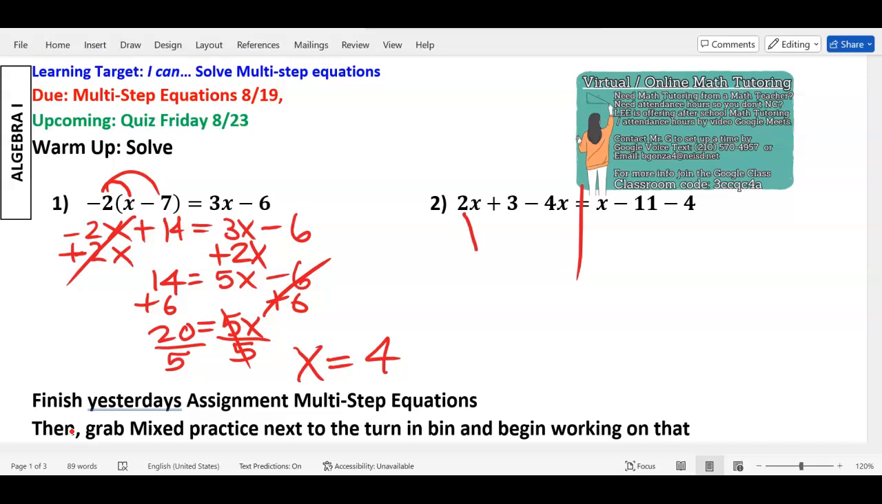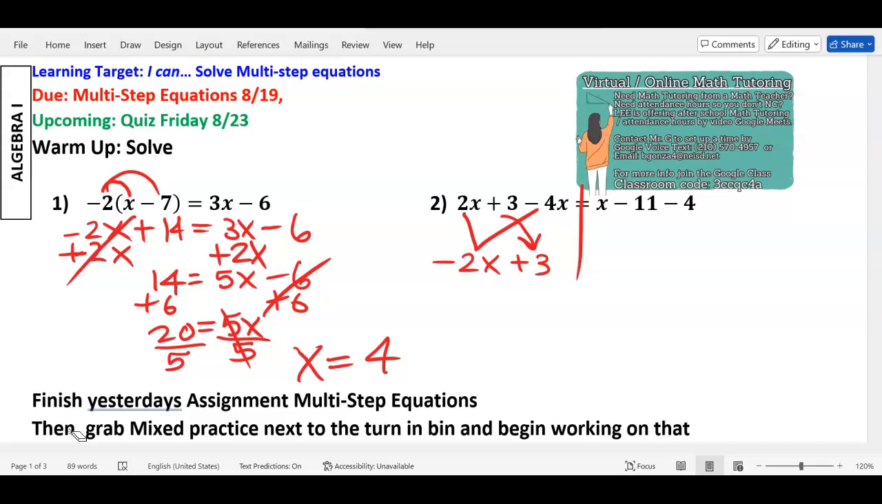So what's 2x and minus 4x? 2 minus 4 should give you negative 2x. And then that plus 3 does not combine because it doesn't have an x. It's just a number, right? So bring that down. Bring down that plus 3. Okay? So the x's combine. The constant comes down.